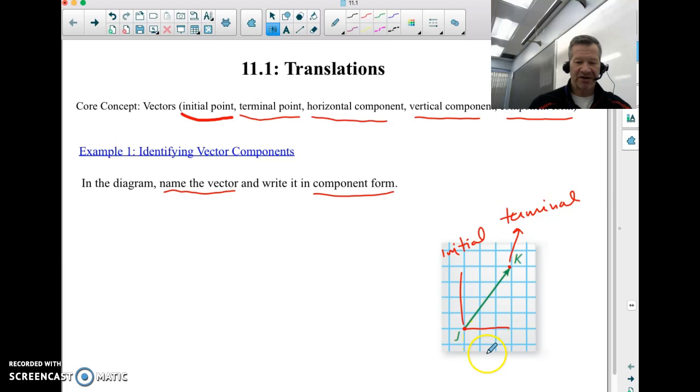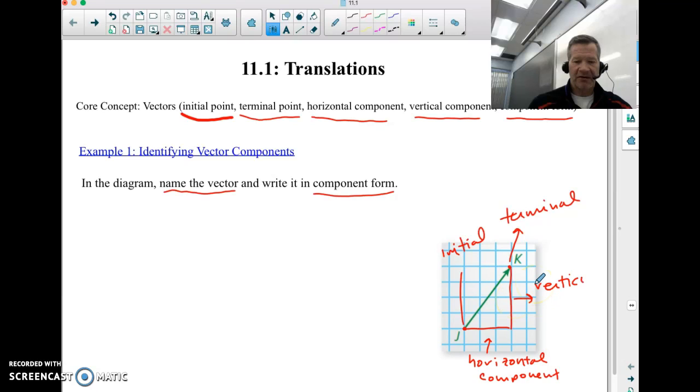So this right here is the horizontal component. And then of course the vertical component would be the distance that you have to travel vertically to get from the initial point to the terminal point. So that would be our vertical component.